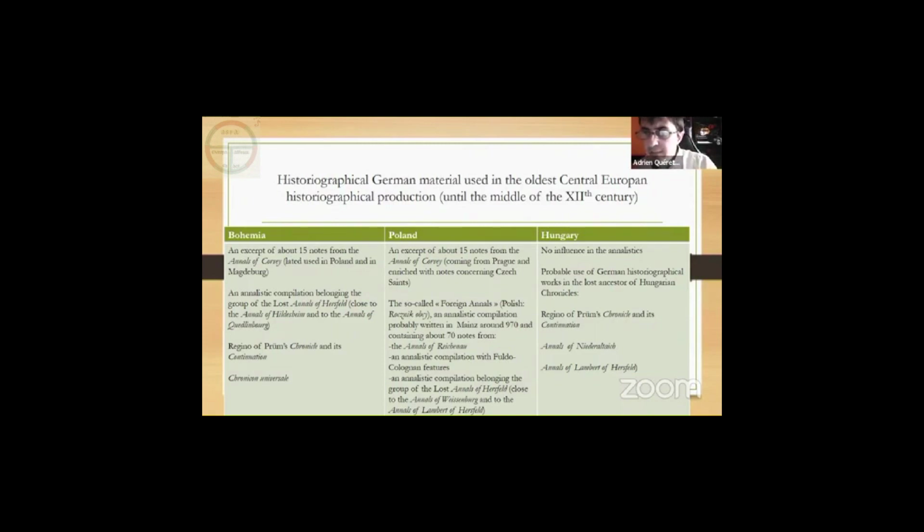In the case of Hungary, we can see no direct influence of the annalistics, which is also linked to the fact that Hungarian medieval annalistics is much smaller than Bohemian and Polish annalistic production. But we can see probable use of some German historiographical works in the lost ancestor of Hungarian chronicles. This lost ancestor is probably from the second half of the 11th century or the first quarter of the 12th century. In this source, we can see probable influence of Regino of Prüm's Chronicle and its continuation, also Annals of Niederaltaich in Bavaria, and annals of Lampert of Hersfeld once more.